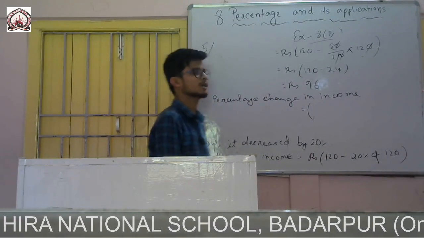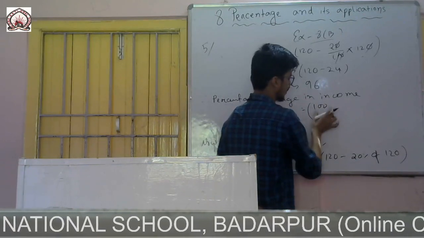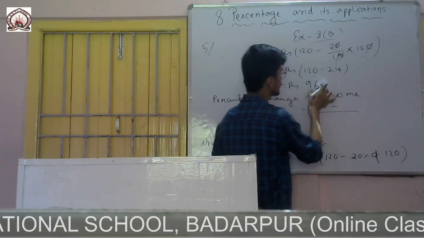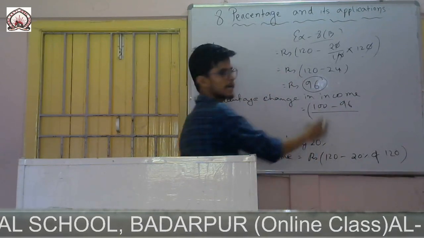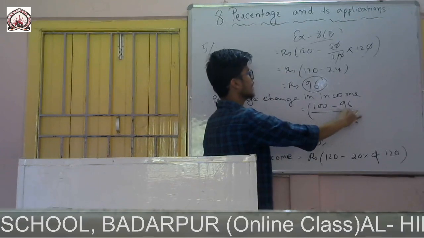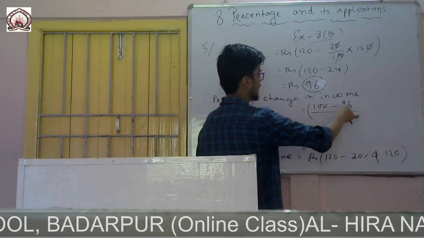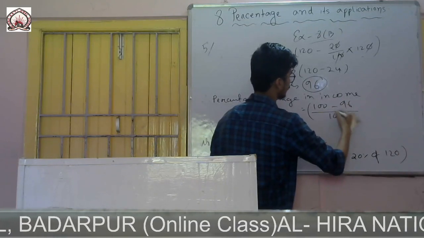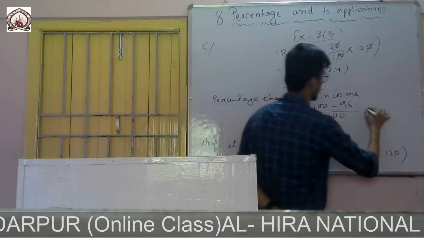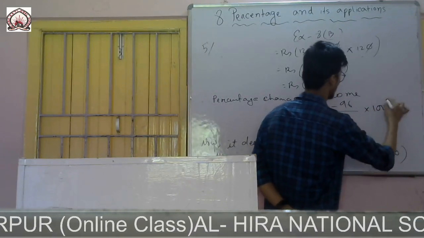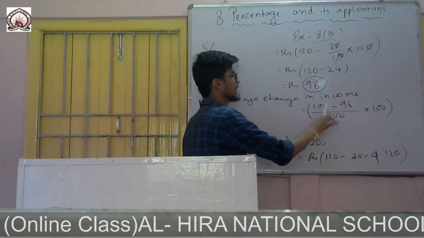So what was his old income? First of all, I will write old income. It is 100, old income minus new income. New, which one? It is 96. Old income is the starting one, it was 100, and new income is 96. So old income minus new income by old income, which is 100, and I will multiply it by 100, since I am finding the percentage.